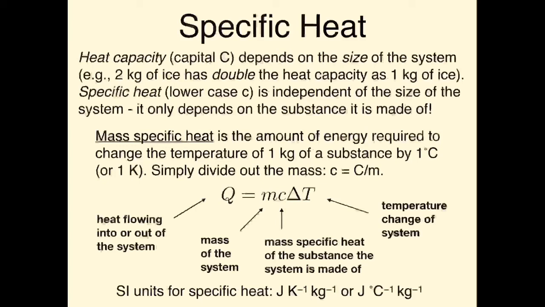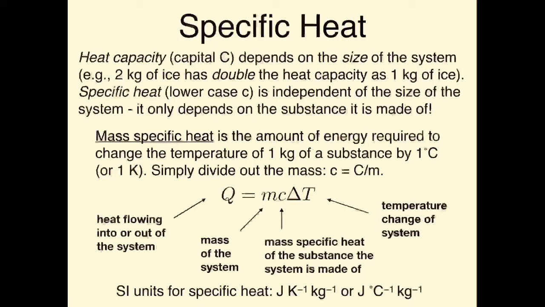Q, on the left side of the equation, is the heat that's either flowing into or out of the system. So if Q is positive, the heat's flowing into the system and increasing the energy. And if Q is negative, the heat's flowing out and decreasing the energy. M is just the mass of whatever system you're looking at. Lowercase c is what we just defined. It's called the mass-specific heat of the system, and it depends on the material or the substance your system is made out of. And then finally, delta T is the corresponding temperature change that happens.